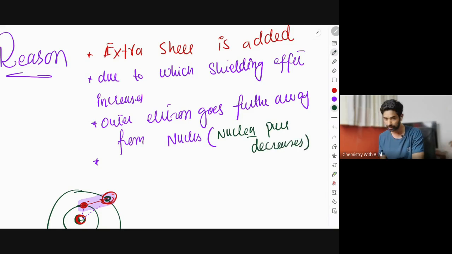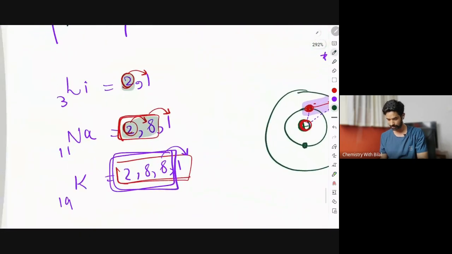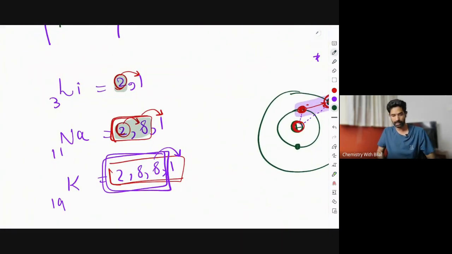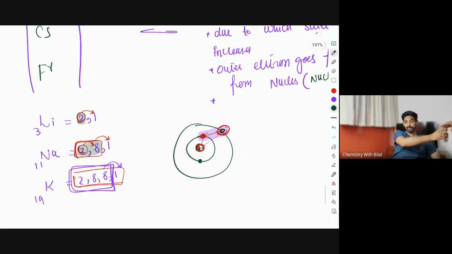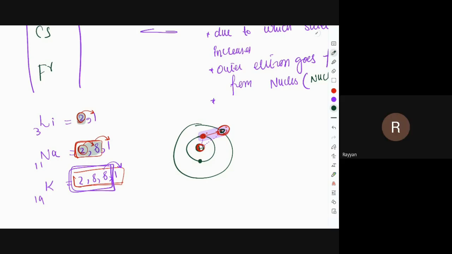Now tell me, if nuclear pull decreases for any particle, let's say in these 3 particles, from all these 3 particles, which particle's electron will face the weakest attraction from the nuclei and why? Sir, lithium, I believe, would have the least repulsion because it only has attraction. I am asking about the nuclear pull, nuclear attraction. Which atom's valence electron would face the least attraction from the nucleus? Sir, the one with the most shells. So potassium over here.